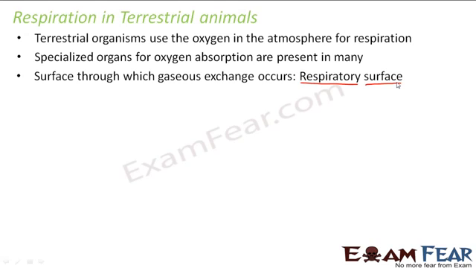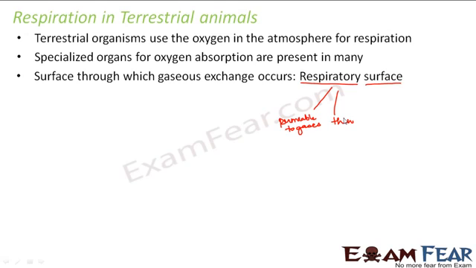Now let us try to understand what kind of a respiratory surface is desirable. What are the characteristics that a respiratory surface should have to ensure better absorption? Some of the characteristics of the respiratory surfaces are: it should be permeable to gases. That means it should allow the gases to pass through it, because respiration is a lot about exchange of gases. It should be thin, because if the surface is very thick, then the diffusion of the gases across that surface becomes a little difficult.